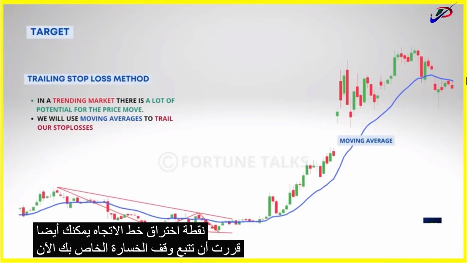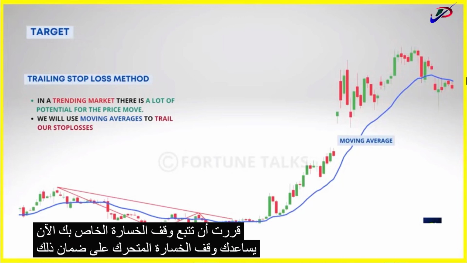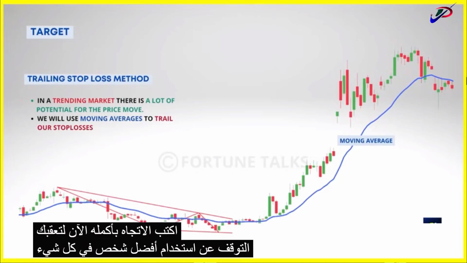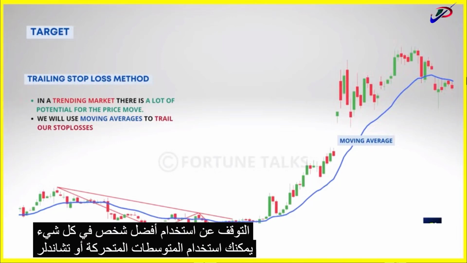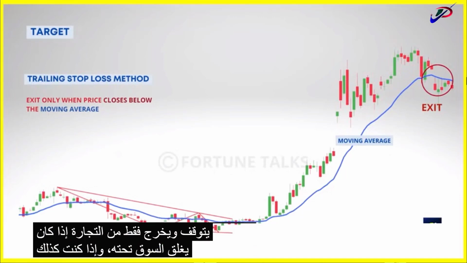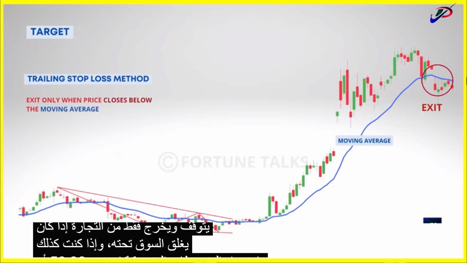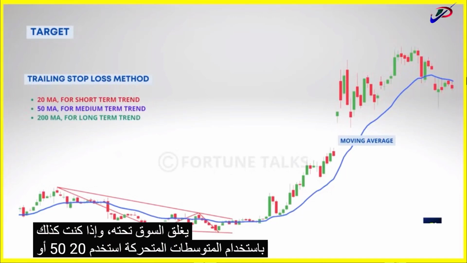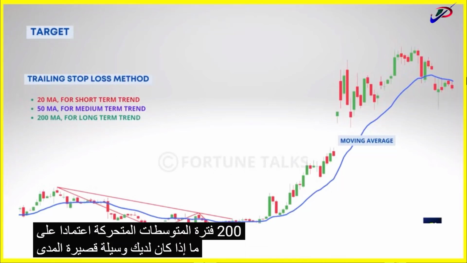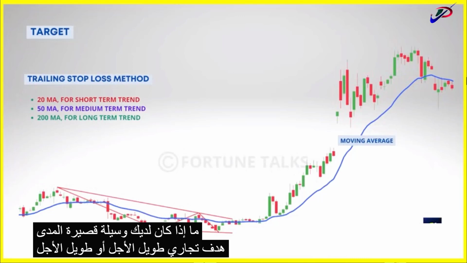Now, the trailing stop loss helps you ensure you ride the entire trend. To trail your stop loss in the best possible manner, you can use moving averages or Chandelier stops and only exit the trade if the market closes below it. And if you are using the moving averages, use 20, 50 or 200 period moving averages depending on whether you have a short-term, medium-term or long-term trade objective.